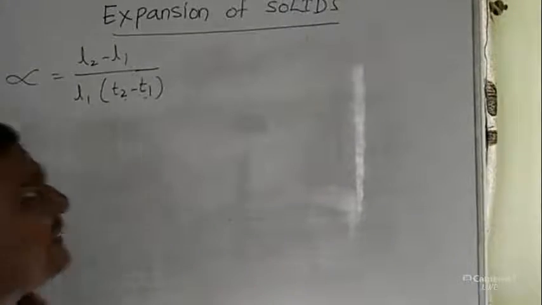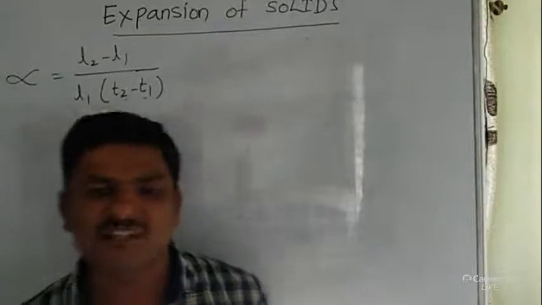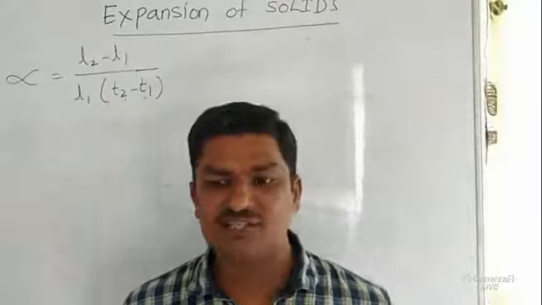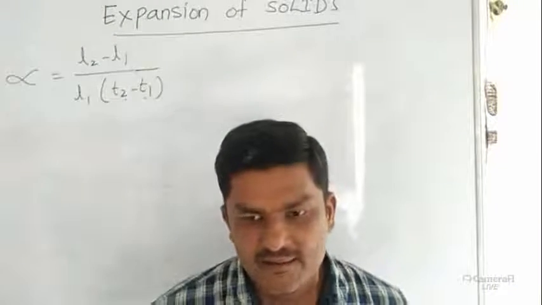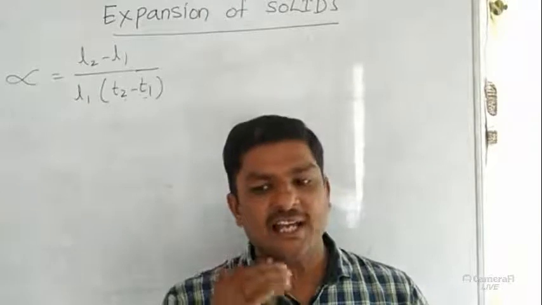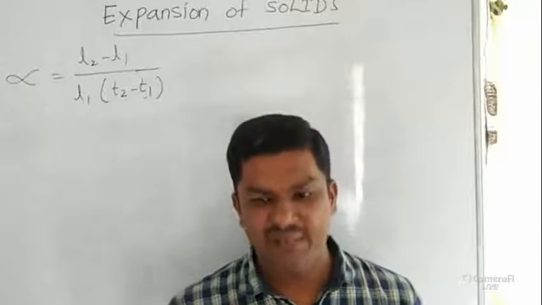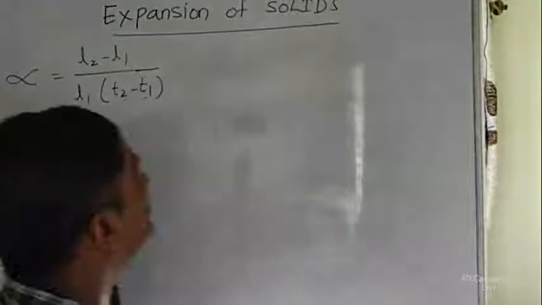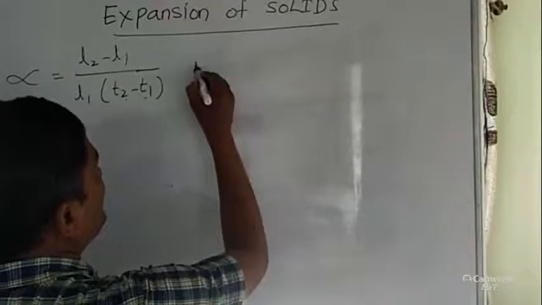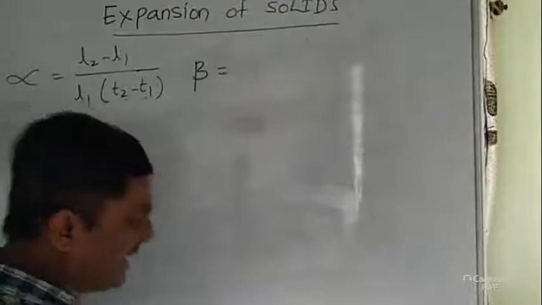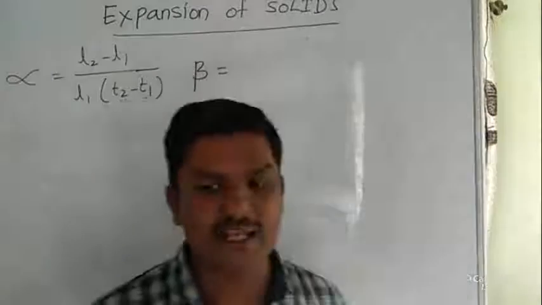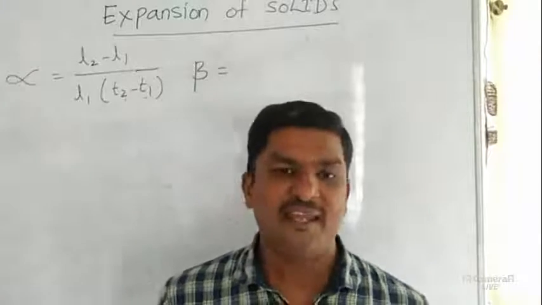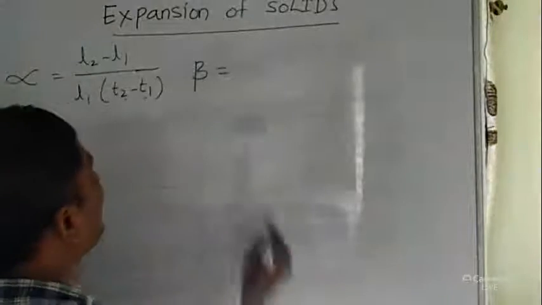if we consider the two-dimensional object, it has length and breadth, so we have to consider the area. So if we consider the expansion of the solid in two dimensions, we have to consider the concept of area. And that is called coefficient of areal expansion. Coefficient of areal expansion is also named as coefficient of superficial expansion. It is denoted by beta.